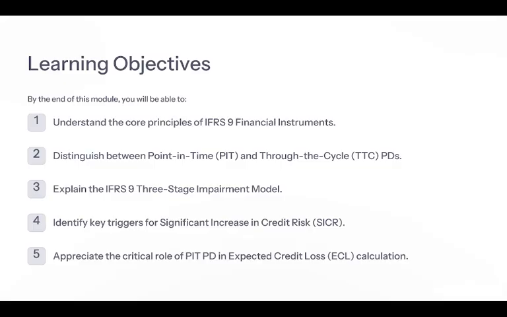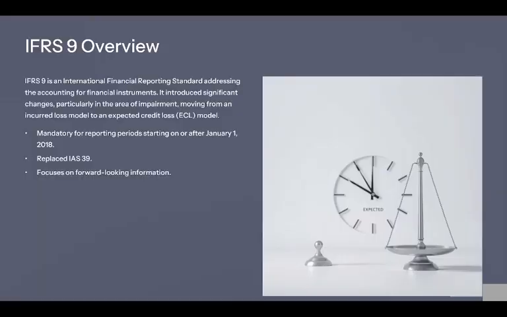Learning objectives. By the end of this module, you will be able to: 1. Understand the core principles of IFRS 9 financial instruments. 2. Distinguish between point-in-time (PIT) and through-the-cycle (TTC) PDs. 3. Explain the IFRS 9 three-stage impairment model. 4. Identify key triggers for significant increase in credit risk (SICR). 5. Appreciate the critical role of PIT PD in expected credit loss calculation.